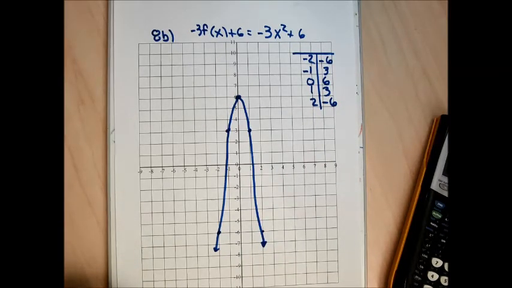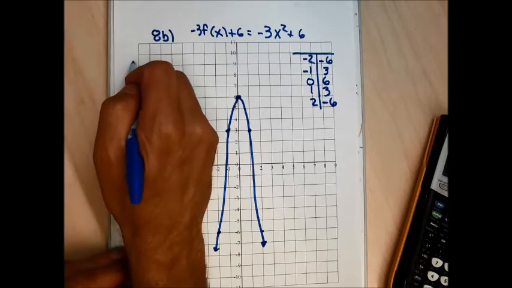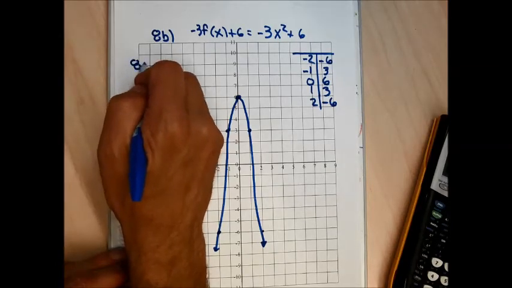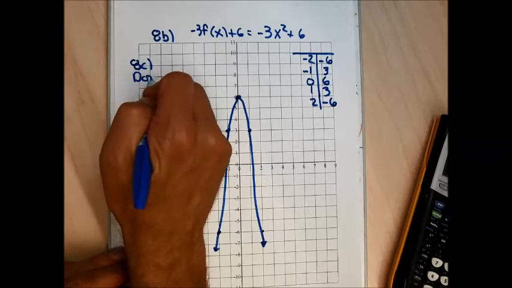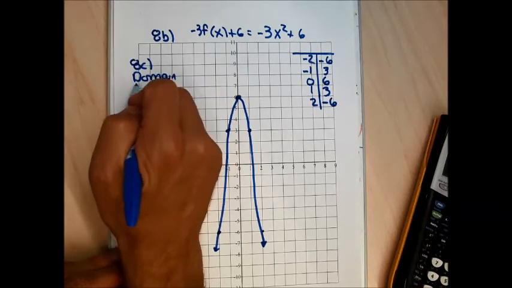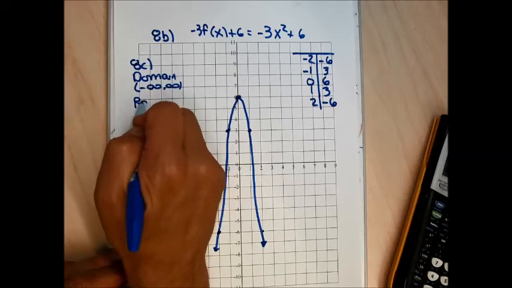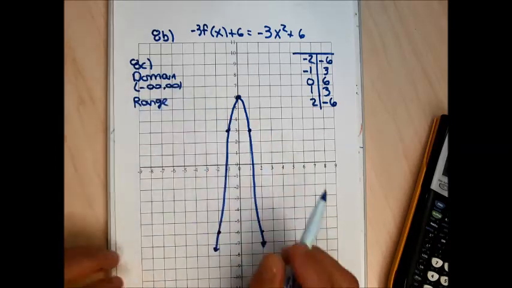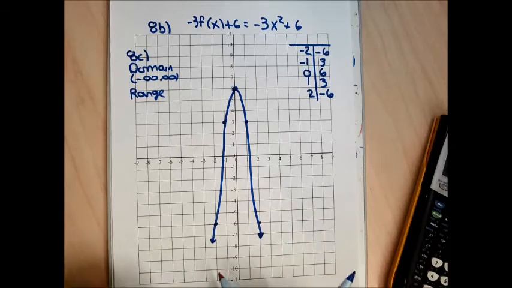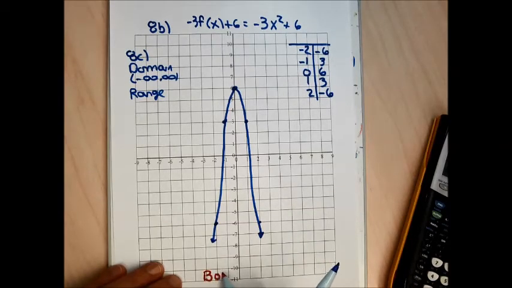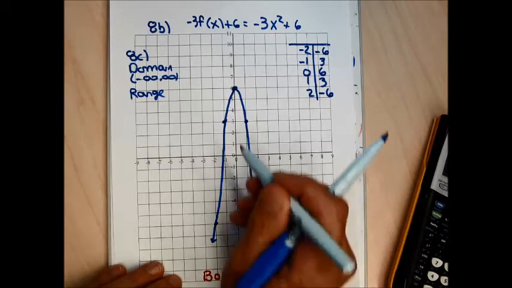Now for the domain and the range, that's the next thing I need to come up with. So 8c wants the domain and the range. The domain for all our parabolas is negative to positive infinity. And for the range, it's a little bit different because the graph is flipped upside down. The bottom of this graph goes down to the bottom of the y-axis, and the bottom of the y-axis has a y-coordinate of negative infinity.